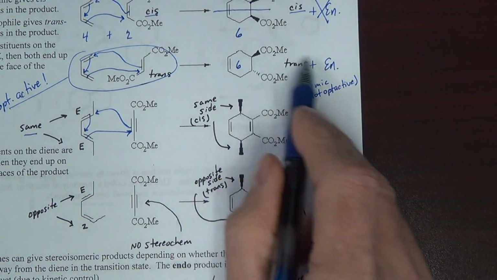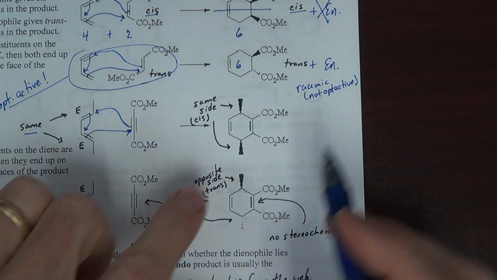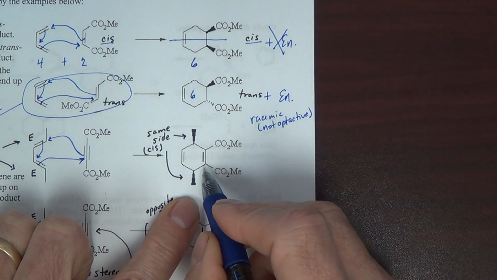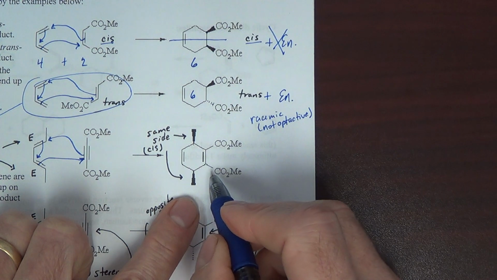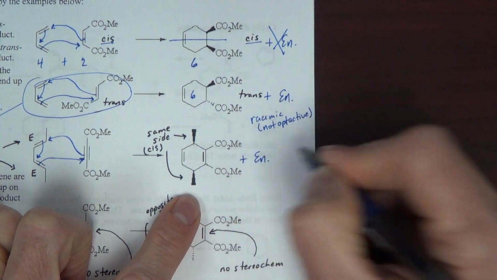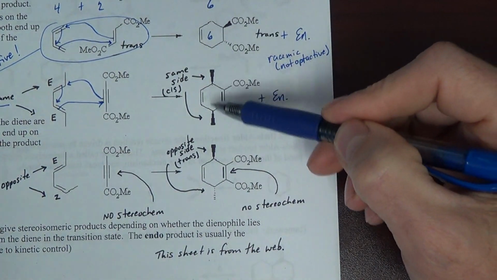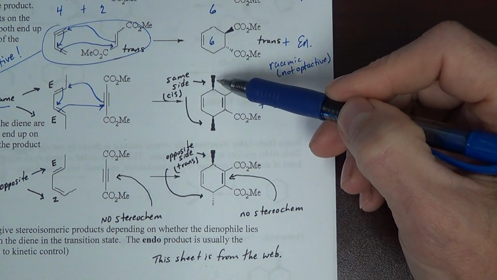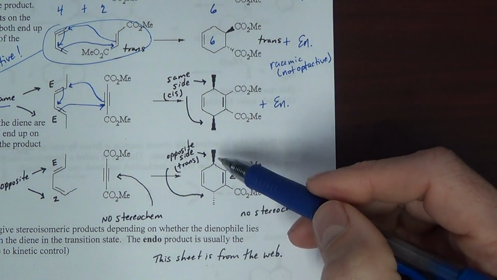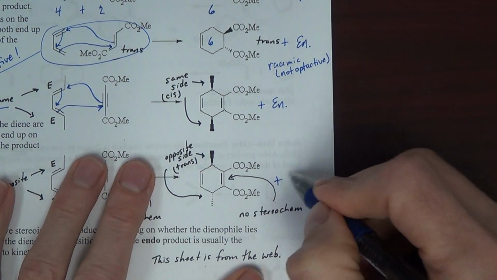So, plus enantiomer there. How about down here? Plus enantiomer? Yes. There's no plane of symmetry here, plus enantiomer. We could show cis with both of them dashed, and that would be the enantiomer of this. Down here, plus enantiomer?